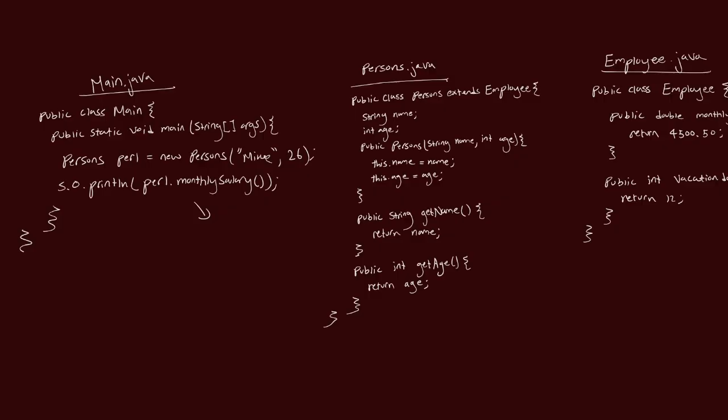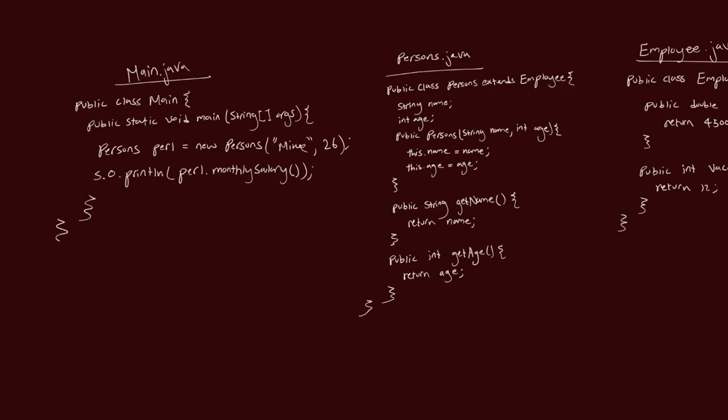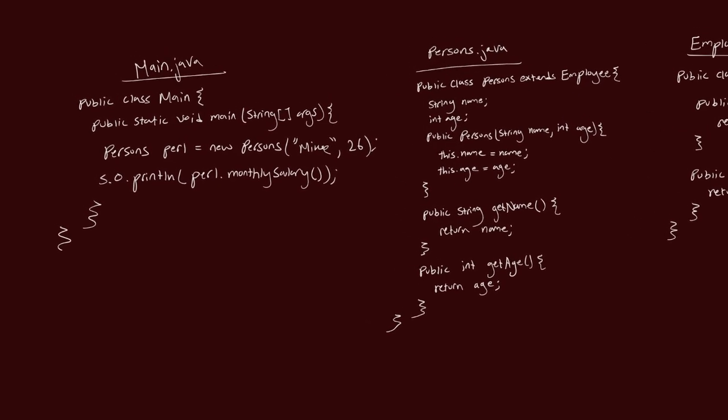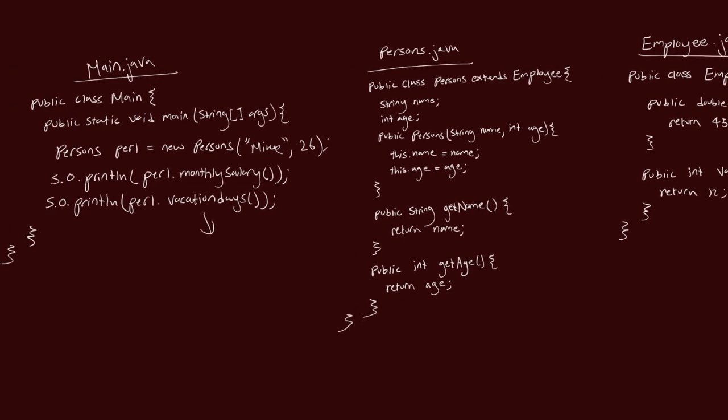So even though we're calling this class here, since it extends to the employees, we're going to be able to access the contents in here. Okay, and we can also do the same for the other one as well. So we do system.out.println per one dot vacation days. Okay, and this will print out 12.